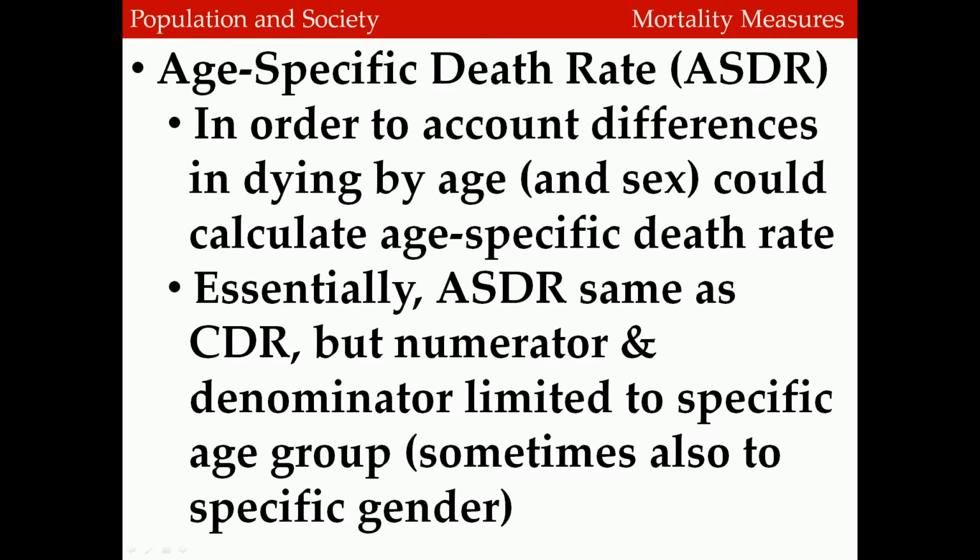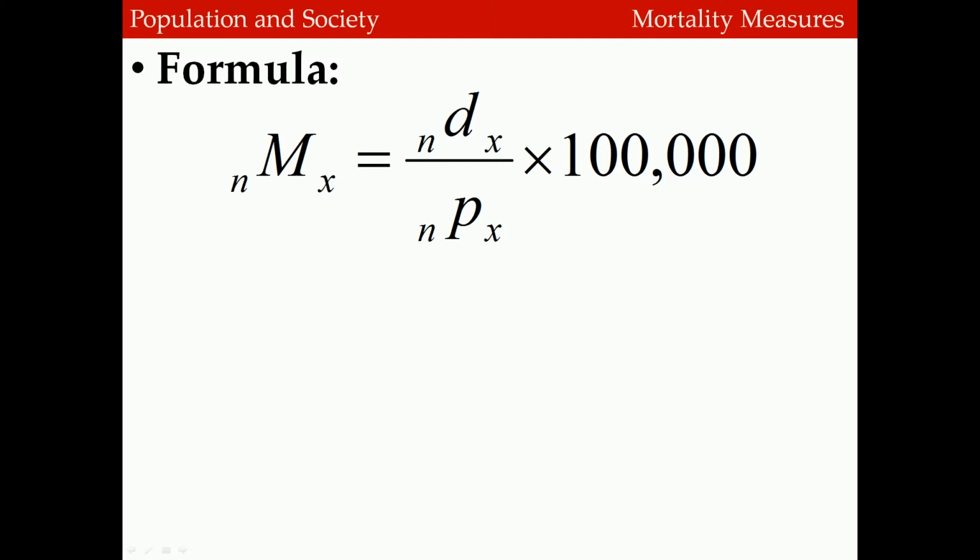By doing that, you can actually capture the differences in the age structure that contribute to mortality. And you can see where the rate of mortality is higher at which ages. To start that process, we can look at the formula for the age-specific death rate. So it looks something like this.